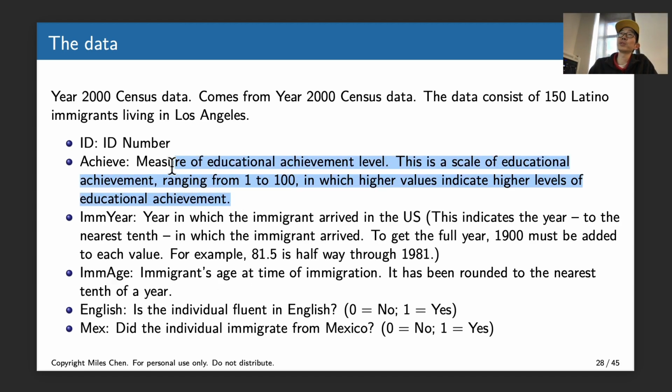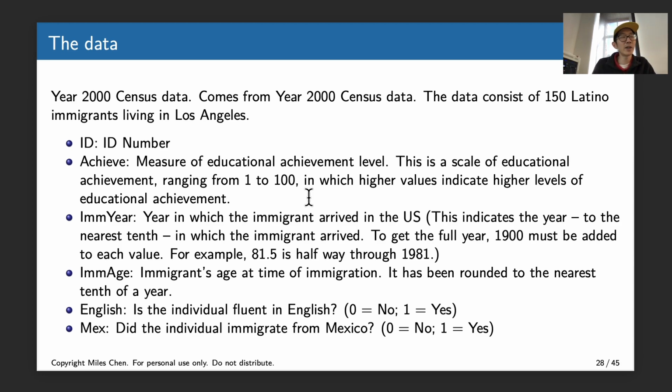This is the description of the variables that they've included in this data set. One of the variables, the response variable that we're interested in, is this measure of educational achievement. It's supposed to be a number from 1 to 100, where higher values indicate higher levels of educational achievement, and lower values indicate lower levels of educational achievement.